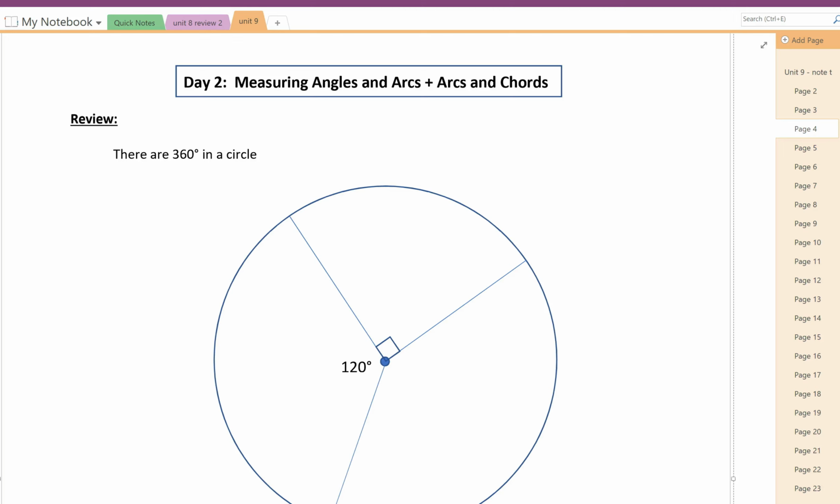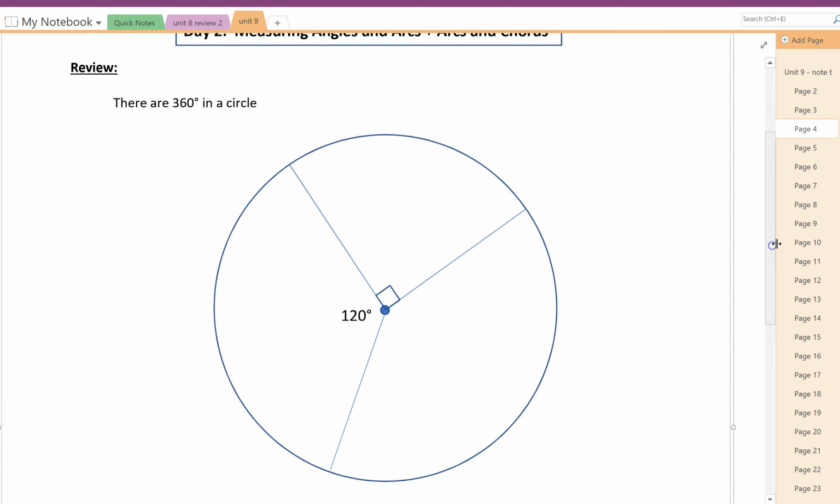All right, Unit 9, circles, day 2. So today we're going to measure angles and arcs, and then we're also going to look at how we deal with chords. First thing is, hopefully you guys remember that in any circle there are 360 degrees.